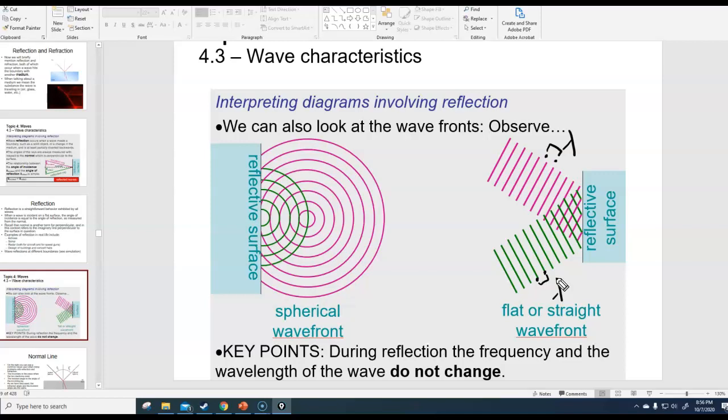Okay, so that is it for this video. Like I said, there's not a lot to reflection. Most problems you'll see in this unit have to do with other wave behaviors, but I at least wanted to get that out of the way.